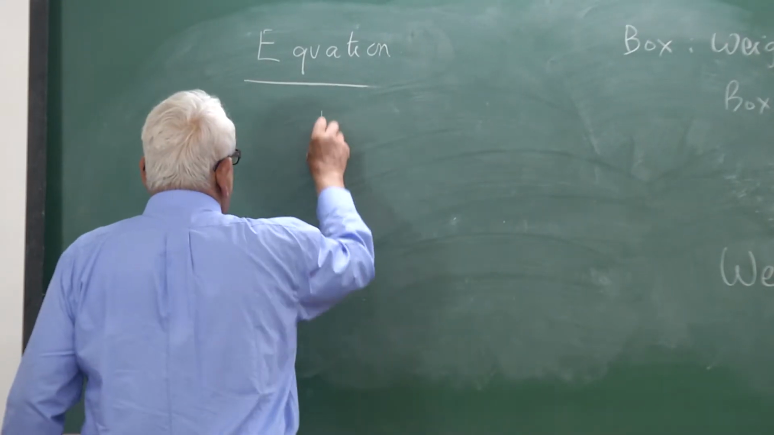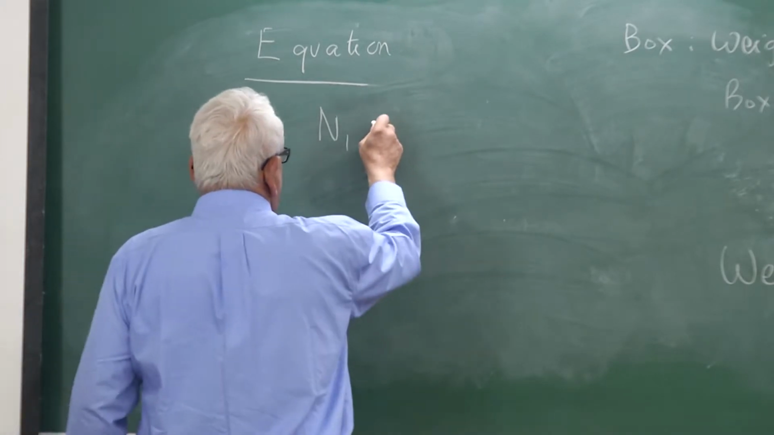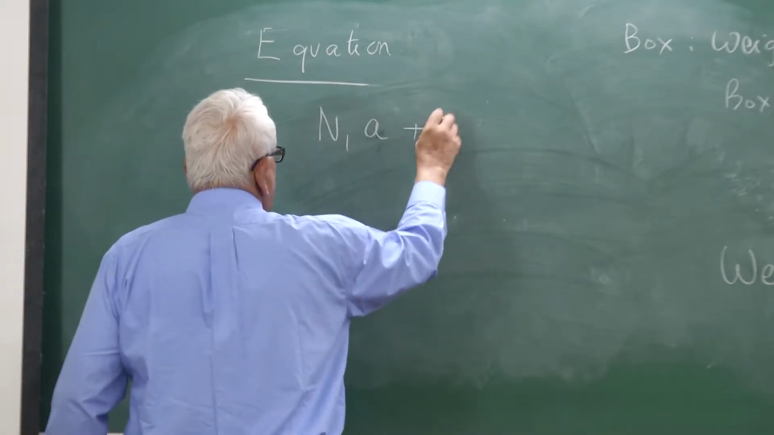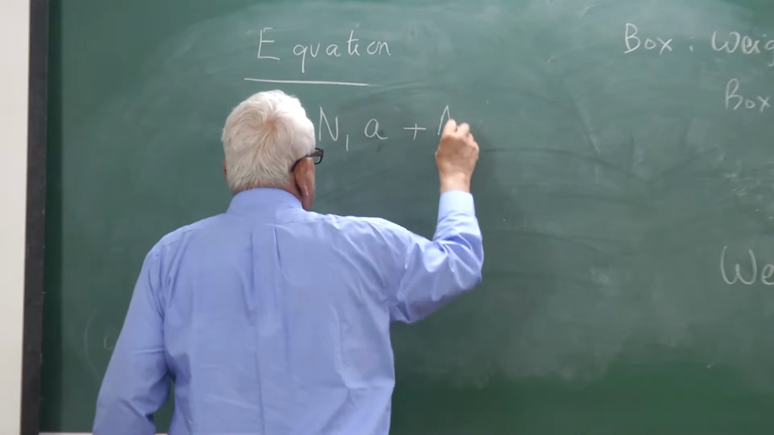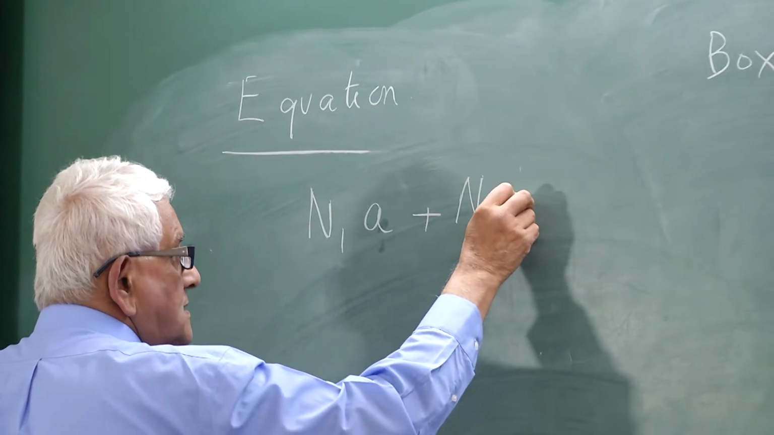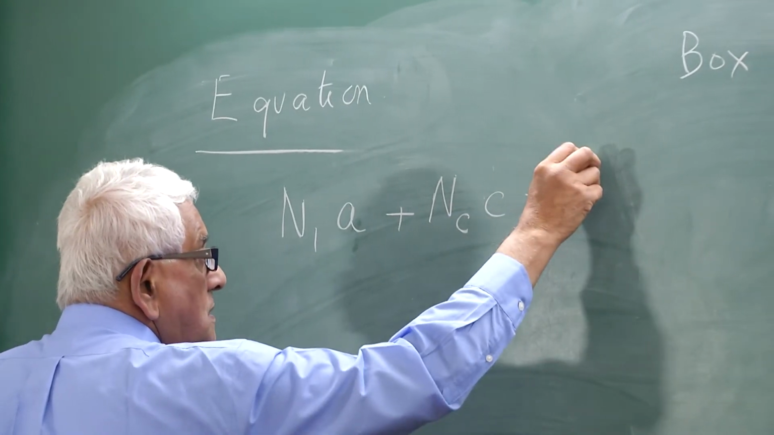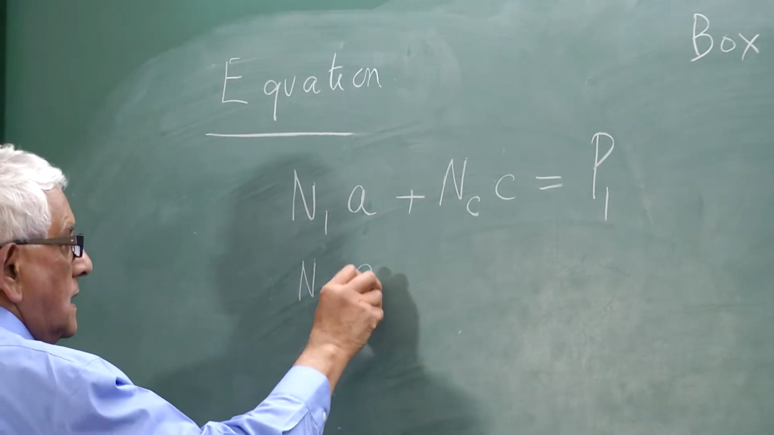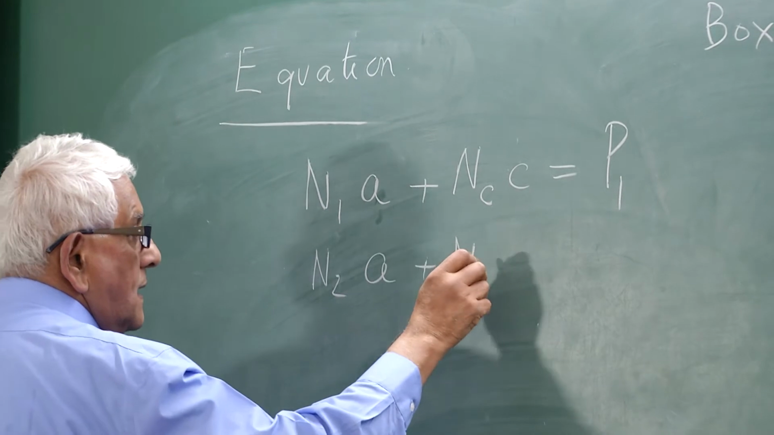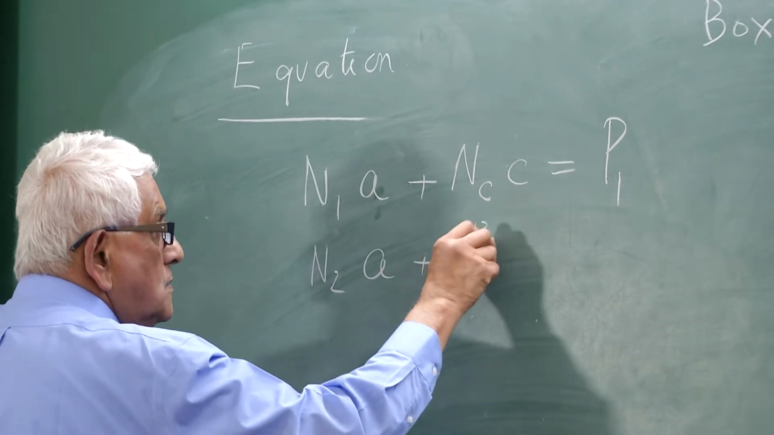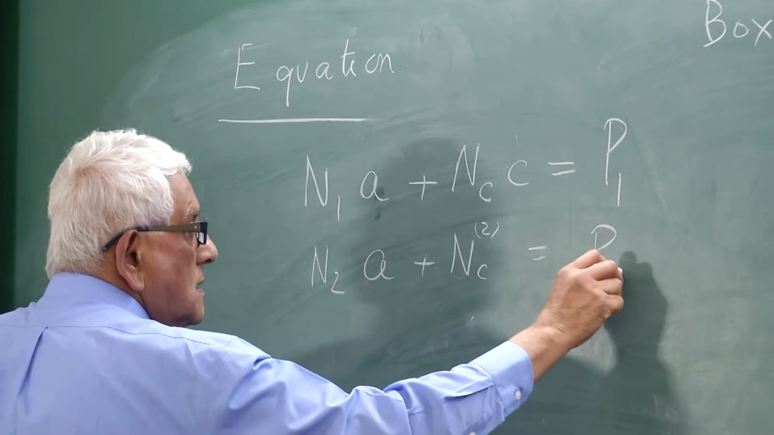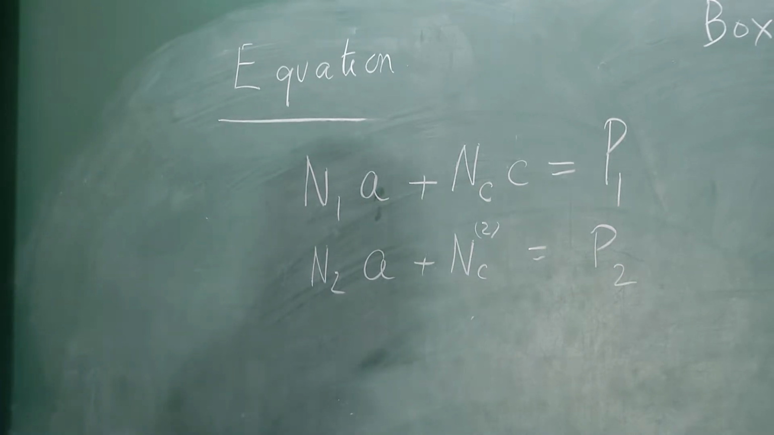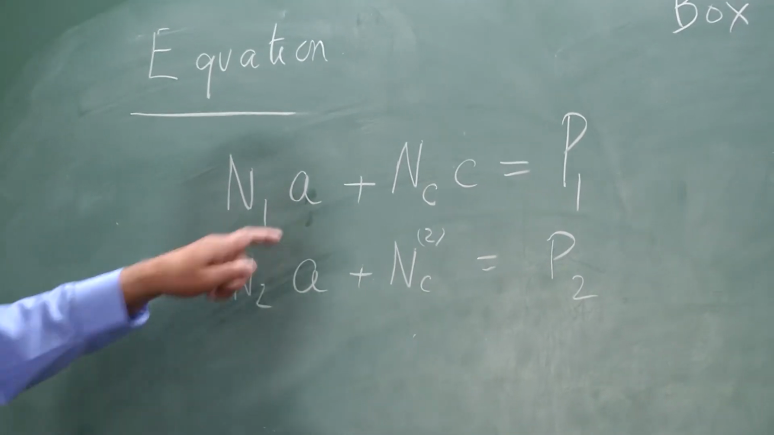So you have n1 adults, adult ticket is A, plus n1 children, child ticket is C, is equal to P1, and then you have n2 A plus n2 C equals P2. Right? So from this you are supposed to find A and C.